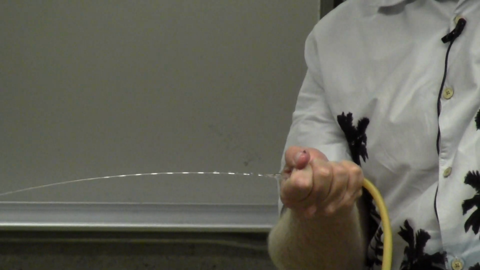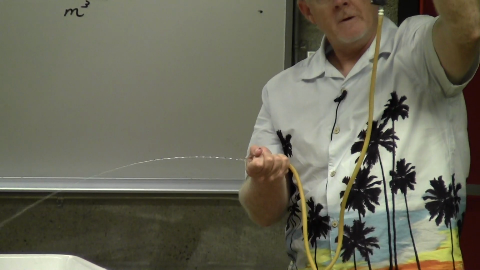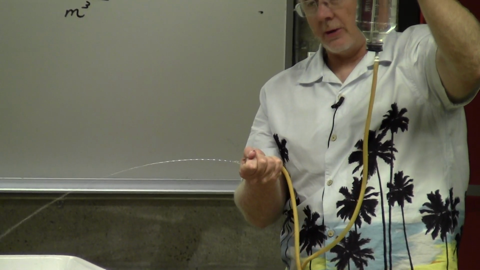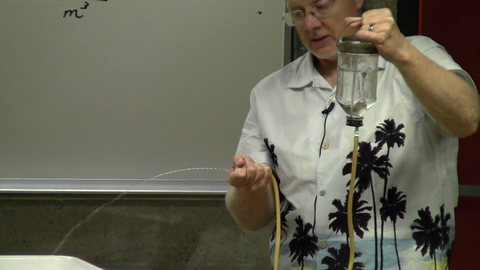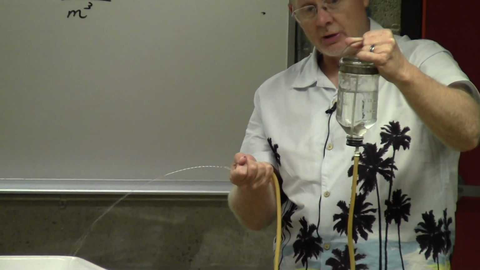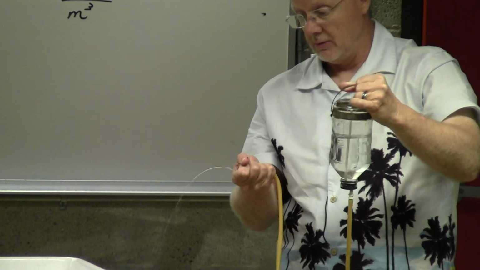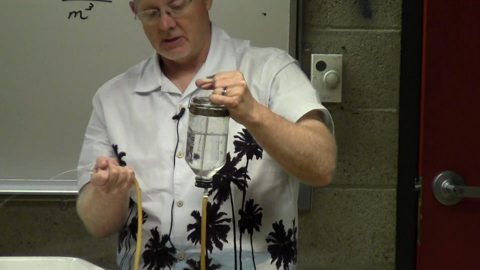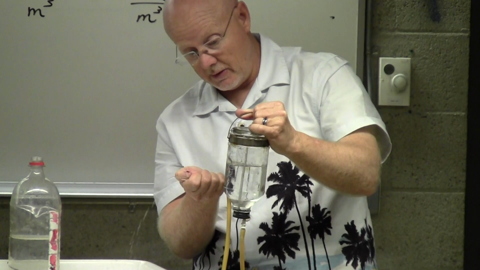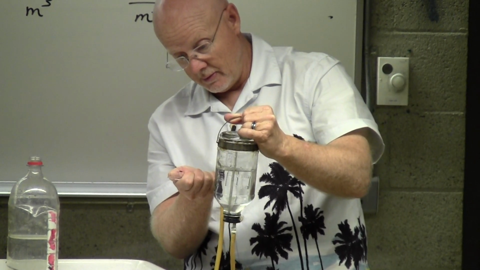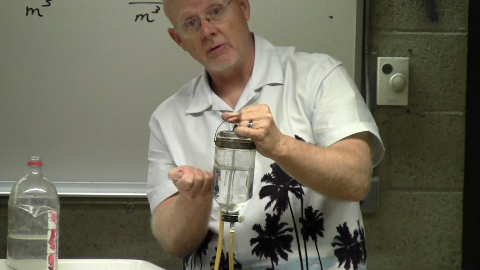But if I lower the IV bottle, then the height of the water above the opening is less and less. And so the pressure, the force shooting it out, is less and less. And of course, if I get exactly the same height here, there is no increase in pressure. So it doesn't go shooting out.